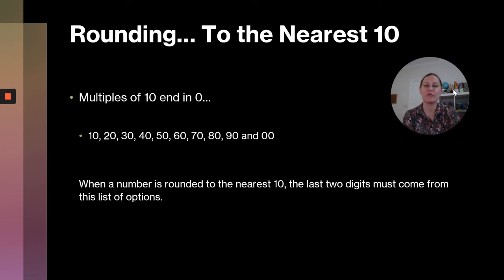So when a number is rounded to the nearest 10, the last two digits must be one of those options. A 1, 0, 2, 0, 3, 0, 4, 0, 5, 0, 6, 0, 7, 0, 8, 0, 9, 0, or 2 zeros.